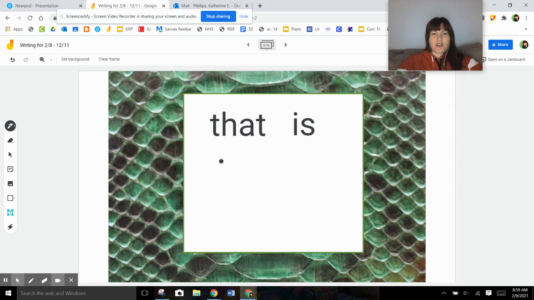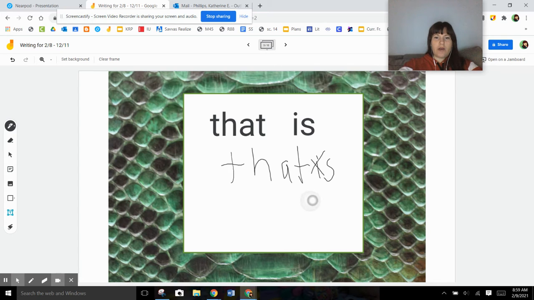So the first thing that we do is we squish those words together because we're making them into one word. So we would squish that and is together. Then we take away the I and replace it with an apostrophe, and then we just fill in the rest of it. So that turns from that is to that's.